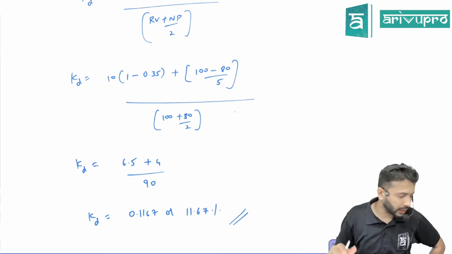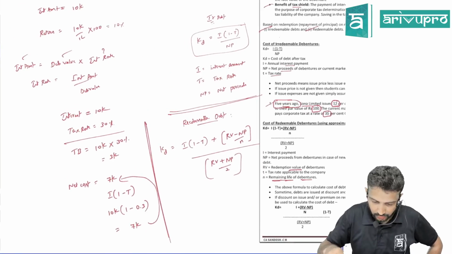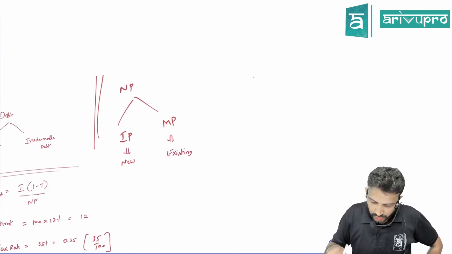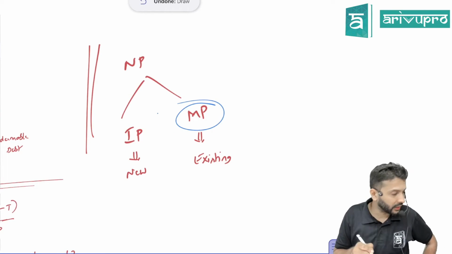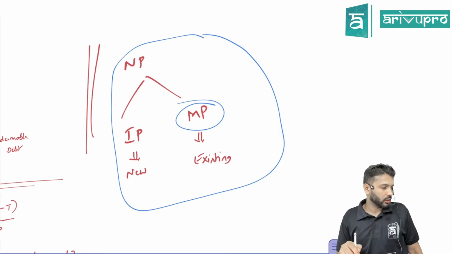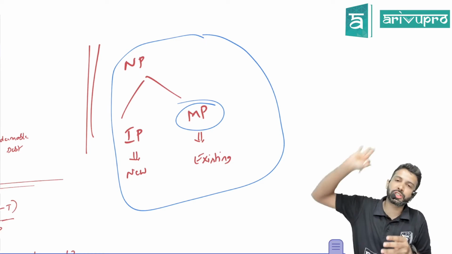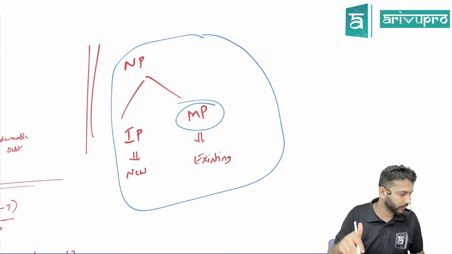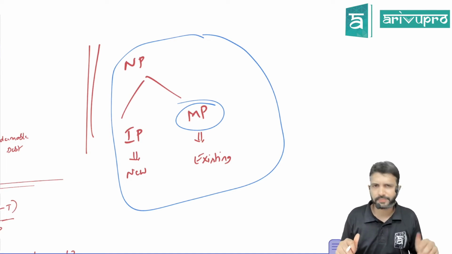NP, why did we take market price? We wrote it here, you didn't copy it. And I told you already, in the first line only. If it is new debt, we will take issue price. If it is existing debt, we will take market price. Since the debentures in this problem were issued many years back, we have to take the current market price as NP. We basically need the latest data. That is the logic.